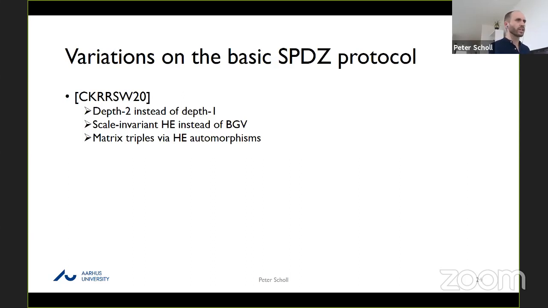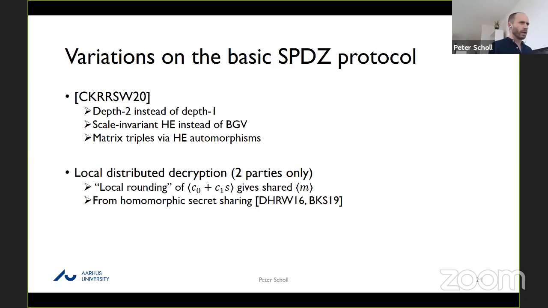There's probably some trade-offs there. I'm not sure about a direct comparison. And you can also use fancy things like the automorphisms in homomorphic encryption schemes to generate more complex types of preprocessing data like matrix triples, for example.